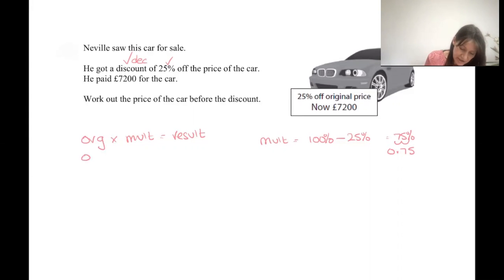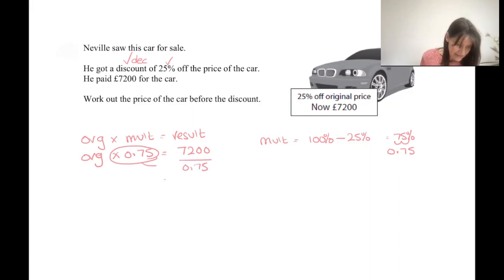So the original, I do not know. That's what I'm being asked to work out. But I know the original was multiplied by 0.75 in order to get the result of 7,200. You then divide through by your 0.75, and the calculator tells you it was 9,600. And that is your result.